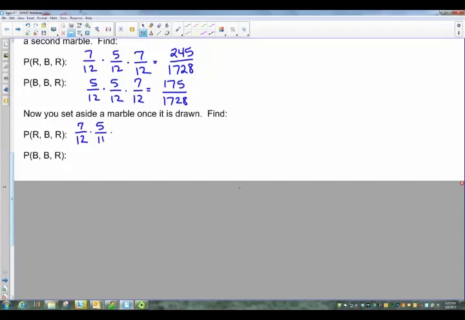And so we have to make sure that denominator reflects that. Then, for the last one, we're looking for another red. Well, remember, you took a red out already. That was the first thing you did. So you no longer have 7 reds. You only have 6 in there. And that means that we have 10 marbles total.